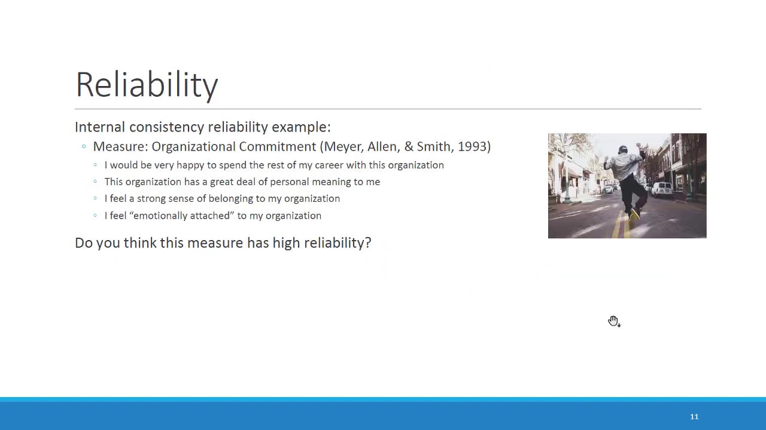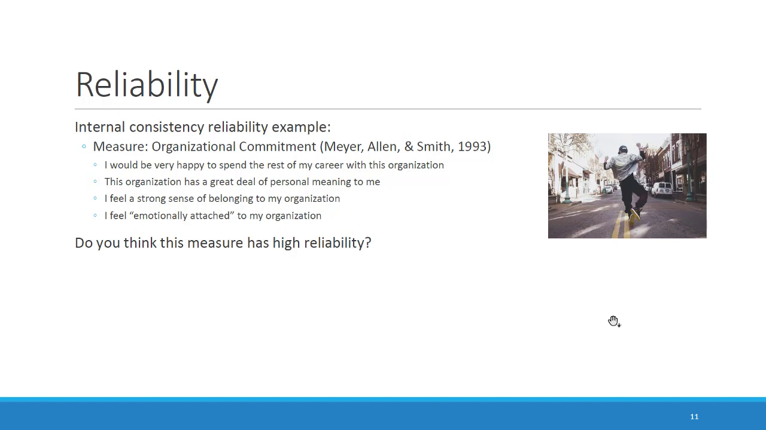Here's an example of a scale. This is the Organizational Commitment Scale from Meyer, Allen, and Smith. Item 1 is, I would be very happy to spend the rest of my career with this organization. 2, the organization has a great deal of personal meaning to me. 3, I feel a strong sense of belonging to my organization. 4, I feel emotionally attached to my organization.